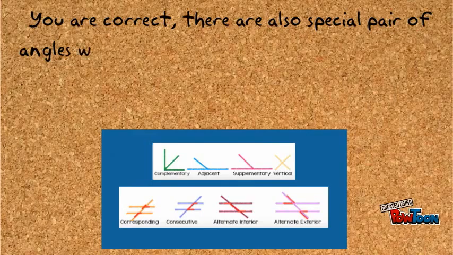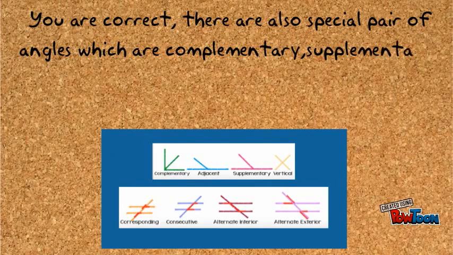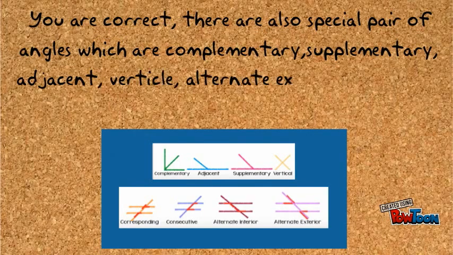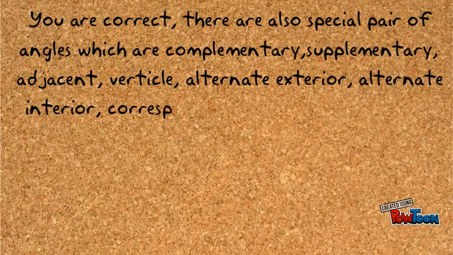You're correct. There are also special pairs of angles, which are complementary, supplementary, adjacent, vertical, alternate exterior, alternate interior, corresponding, and consecutive angles.